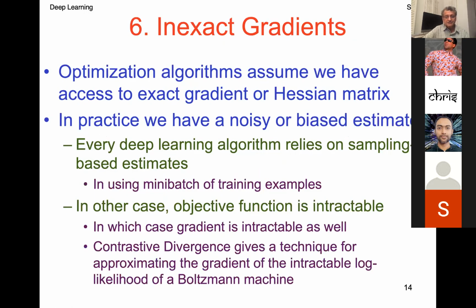Inexact gradients. Optimization algorithms assume you have access to the exact gradient or Hessian matrix. In practice, we have a noisy or biased estimate. Every deep learning algorithm relies on sampling-based estimates using a mini-batch. So keep in mind, when you are using stochastic gradient descent with a mini-batch, you are using a sampling-based method to optimize your algorithm.